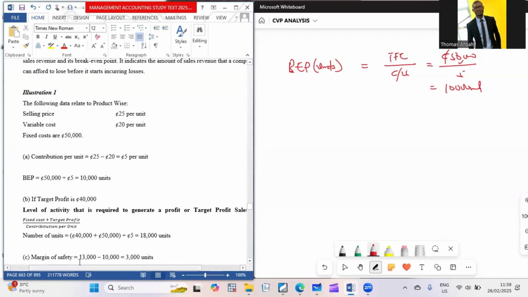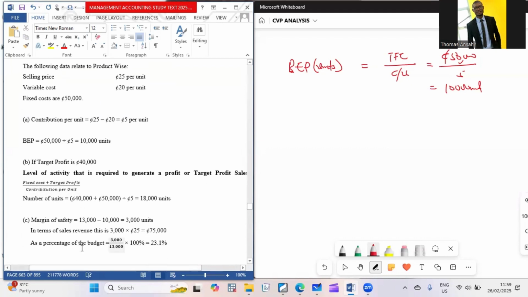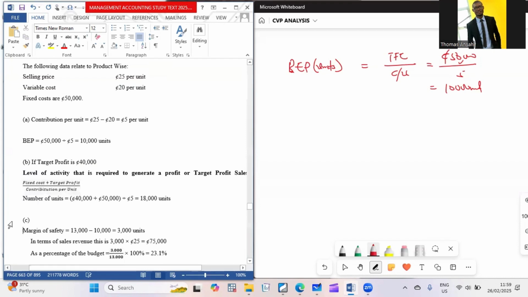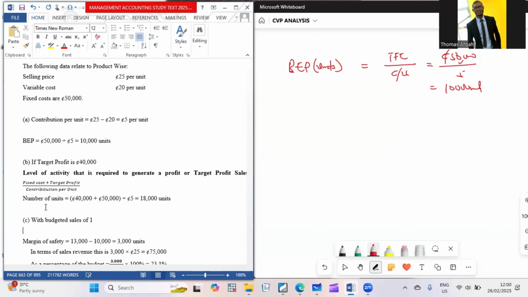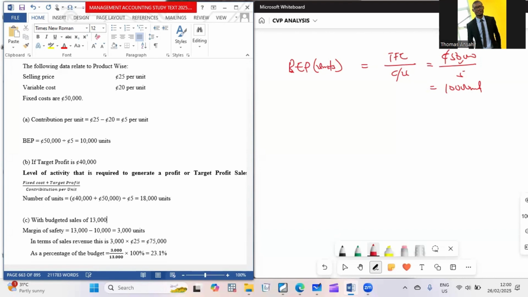So if in units, so the same thing, because you don't really see the requirements of the question. So with budgeted sales of 13,000 units, you will have margin of safety as this, all right?